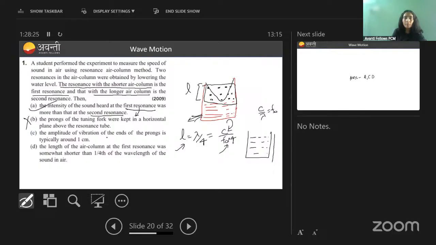C क्या है? The amplitude of vibration of ends of prong is typically around 1 centimeter. देखो यहाँ पे जो prong है ना, this is just an experimental thing. You cannot measure its amplitude. Simply you cannot measure it.